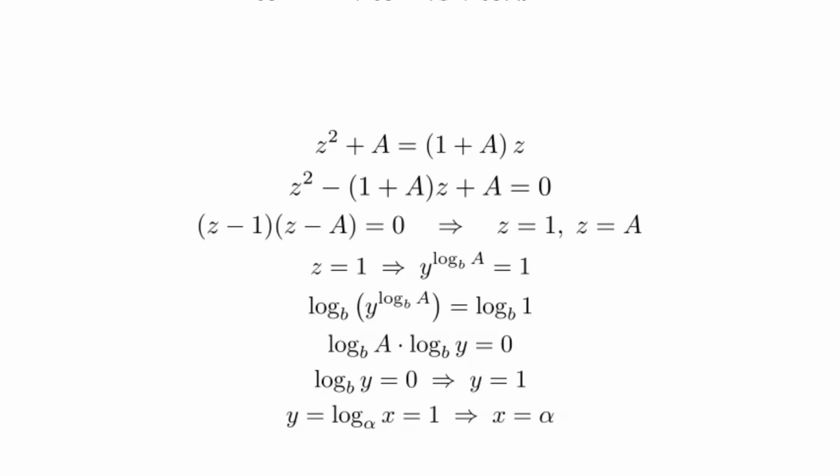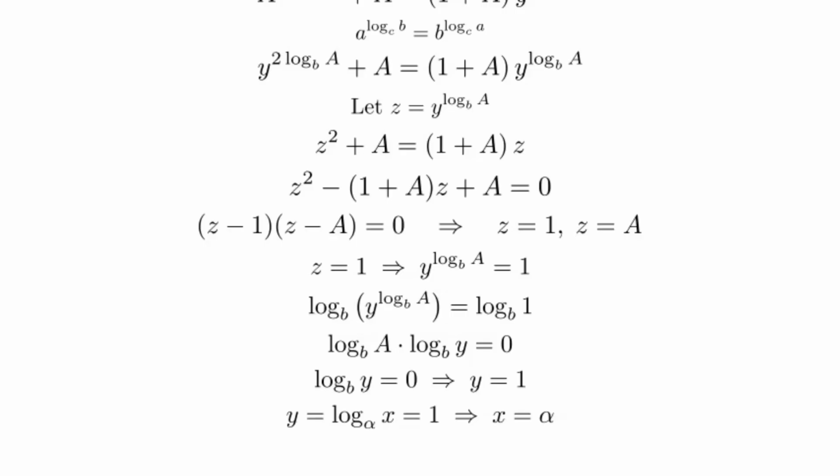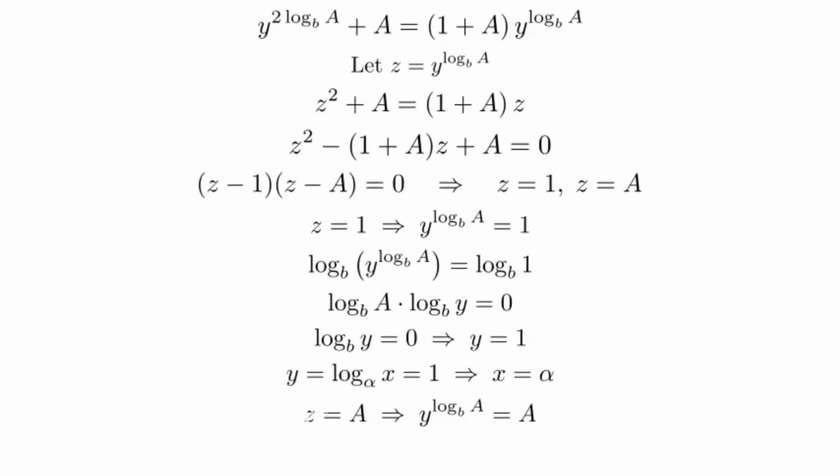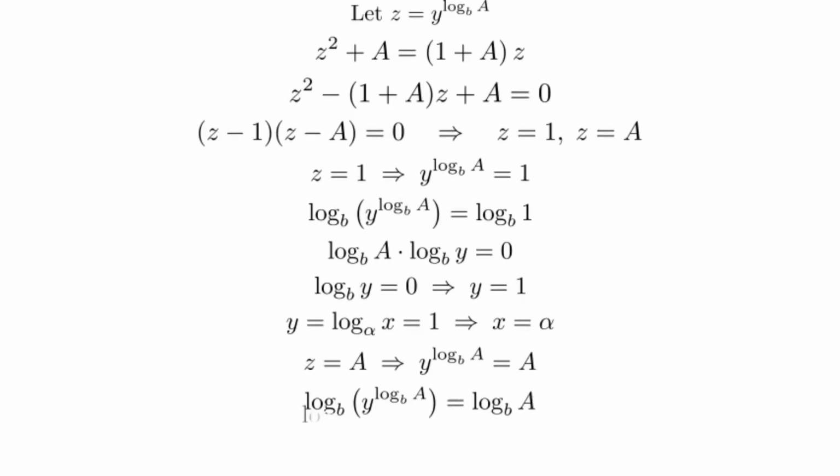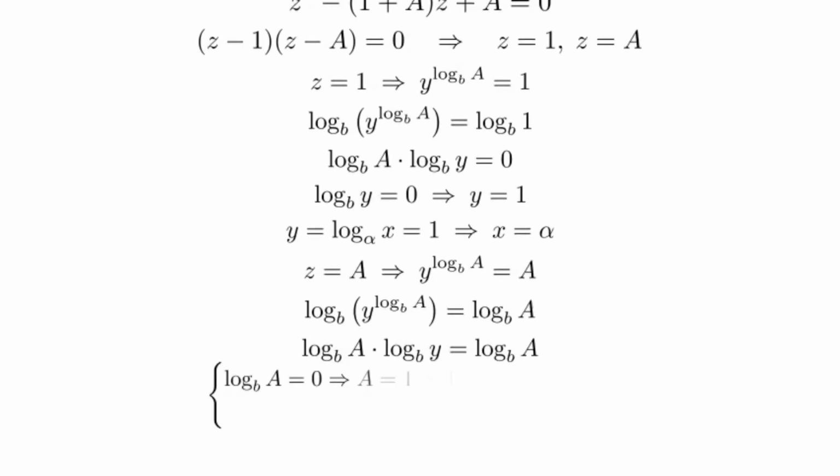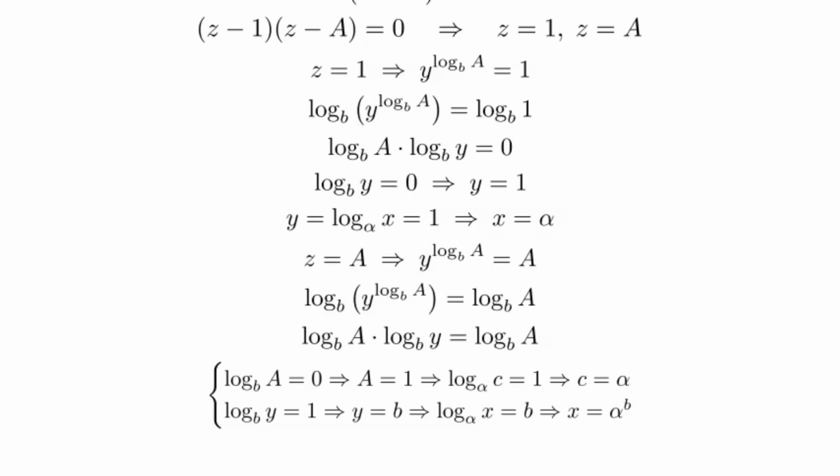Take log base b of both sides. That gives log base b of a times log base b of y equals 0. Therefore, log base b of y equals 0, so y equals 1. Then log base alpha of x equals 1, and x equals alpha.